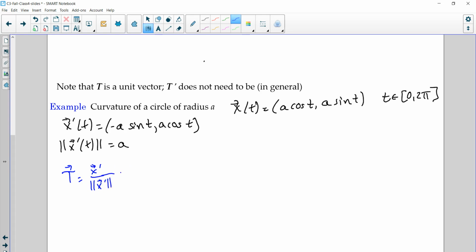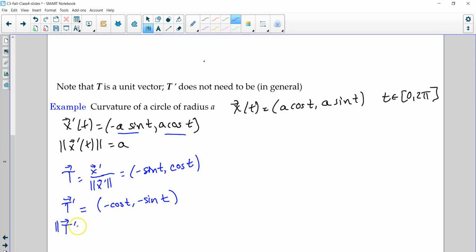Okay, and so if I do that, I end up with, okay, so I have these from above, right? And I divide both those by a, so I end up with negative sine t, cosine t. Okay, and then I compute T prime. All right, and that's going to be negative cosine of t, comma, negative sine of t. Okay, and then per the calculation for curvature, I also need the length of T prime, which is just 1.